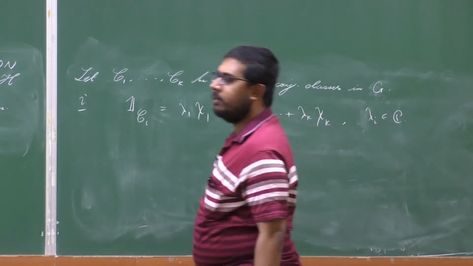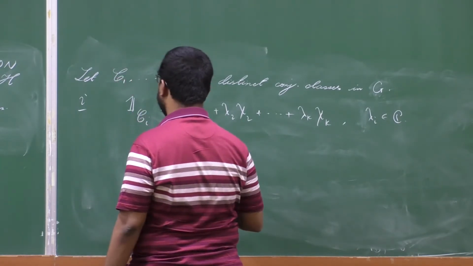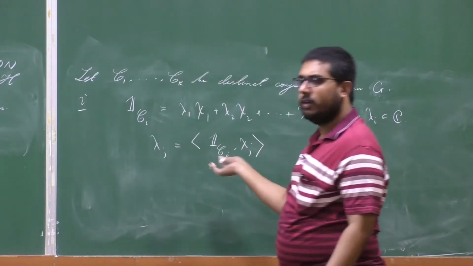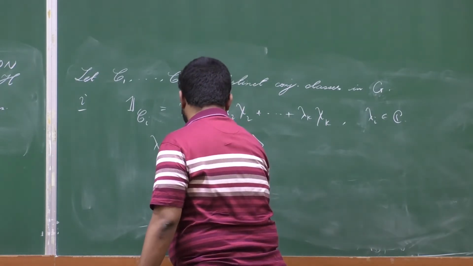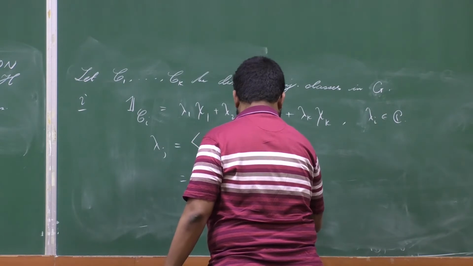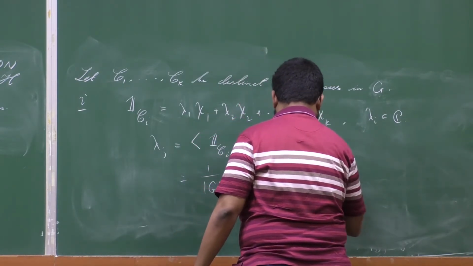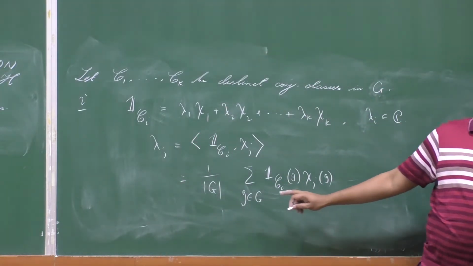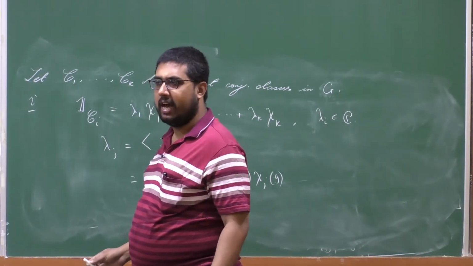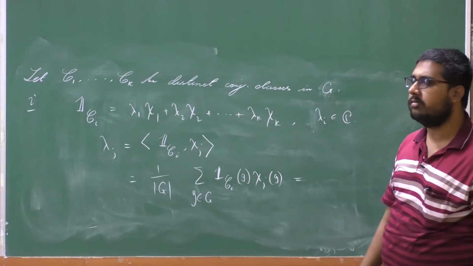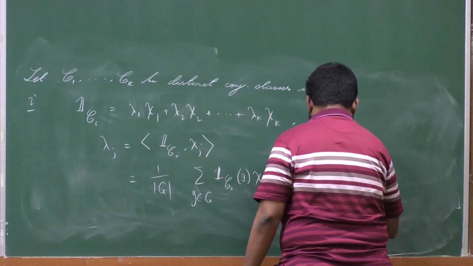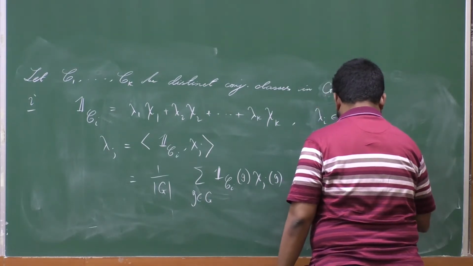Since this is an orthonormal basis, we know how to compute each lambda j. Each lambda j is nothing but the inner product of the indicator function with chi j. Now we can simply compute this inner product. This is not actually difficult. Only the g's which lie in C_i will survive, and the number of such terms is the size of the conjugacy class, divided by the order of G.